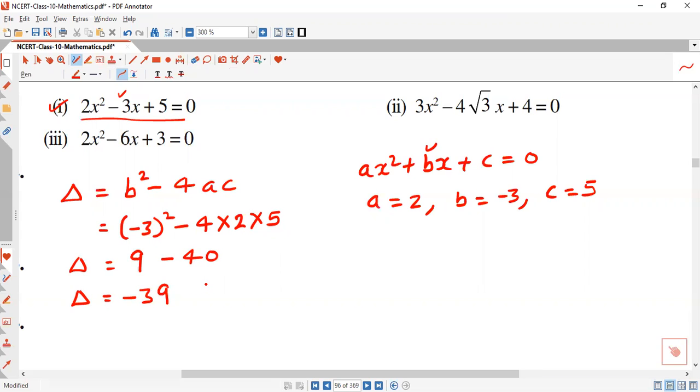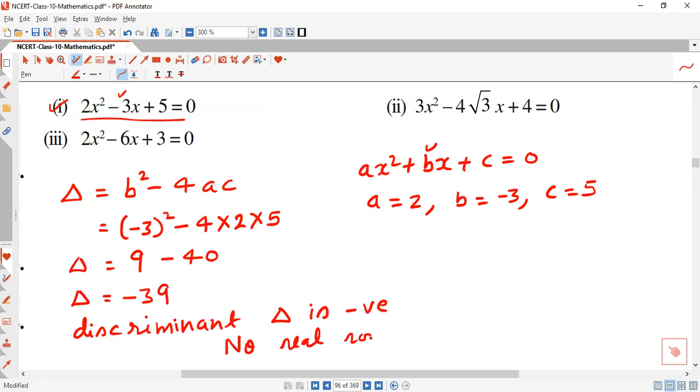Since this discriminant delta is negative, no real root exists. We have no real roots, so there is no solution for this question.